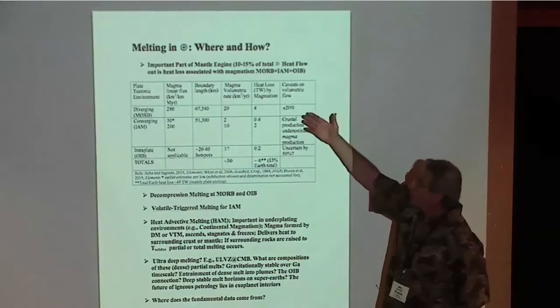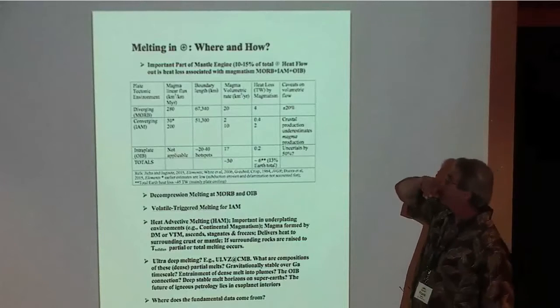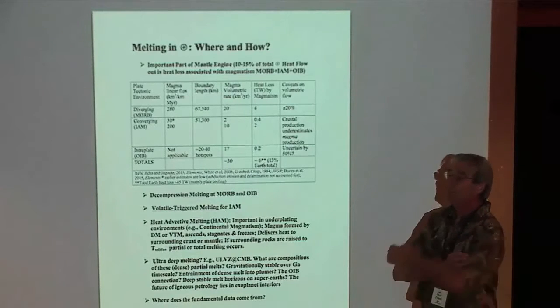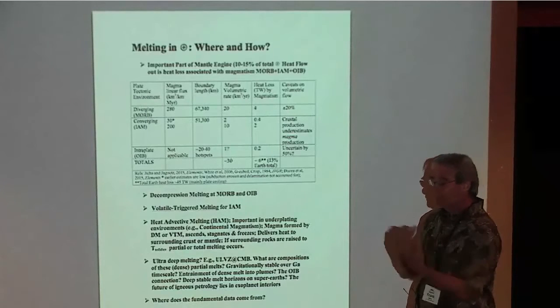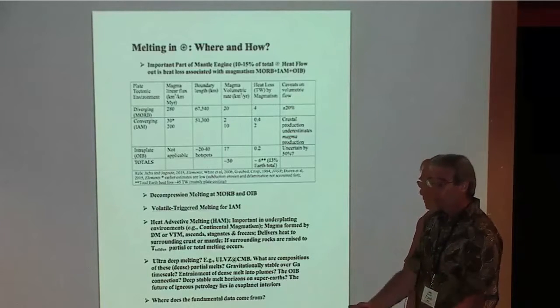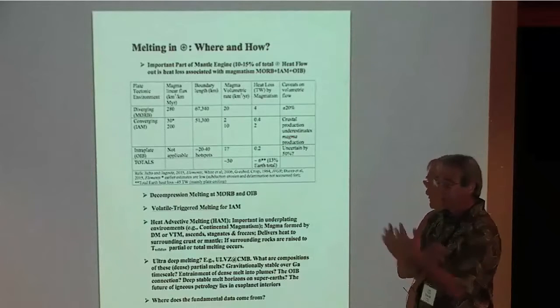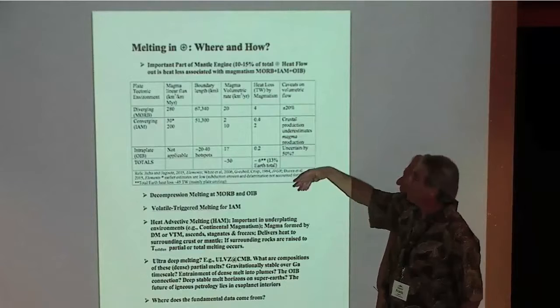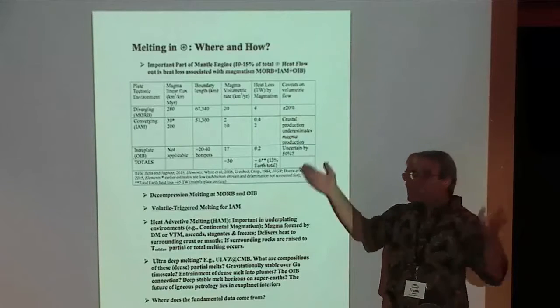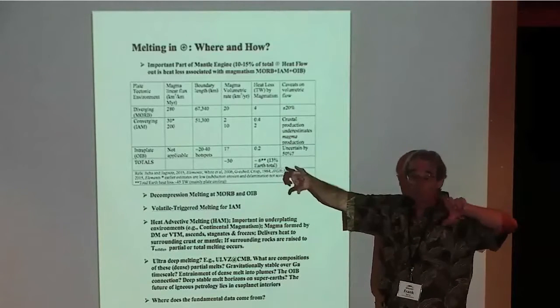It's an important part of the mantle of the Earth engine, right? Basically, 10 to 15% of Earth's heat flow is associated with magma coming from depth to near the surface. It's advectively transporting heat. And that turns out to be, when you do the balance, about 10% of the heat flow, which mainly comes, of course, from plate cooling.